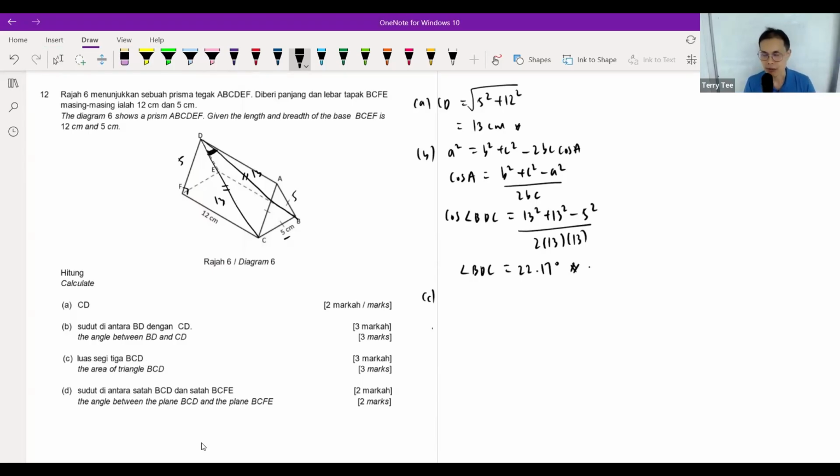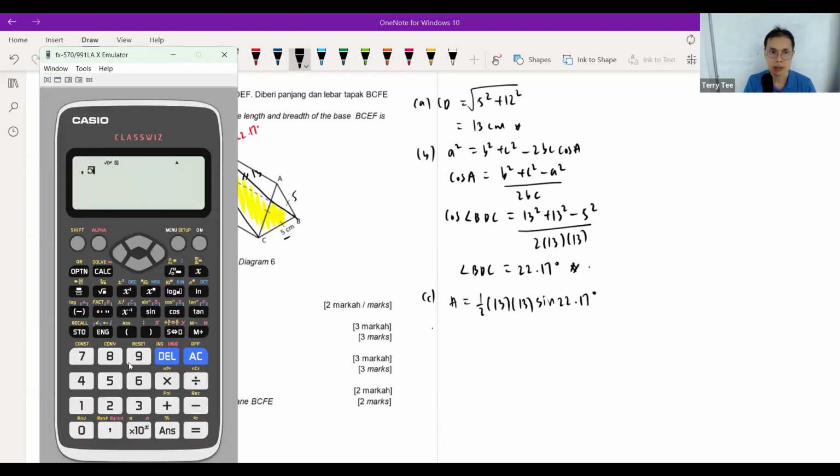Okay, next we're finding an area of the triangle. So very simple. Since we know this angle and we know the measurement of all three sides, we'll just use half AB sin C. We know this angle here is 22.17. Use the formula for area of a triangle, half AB sin C, half 13 times 13 sine 22.17. Okay, use your calculator. Half 13 times 13, I write 13 squared, sine 22.17.